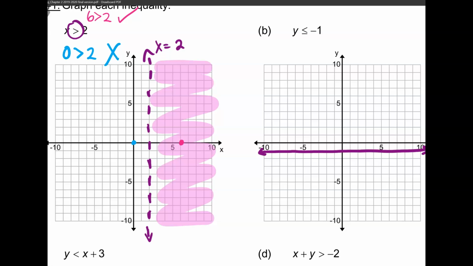And now I just have to pick one point. I really like picking the origin, 0, 0. But you only can pick it if it's not on the line that you're drawing. Notice it's not on the line. So I'm going to go ahead and pick it, and I'll see if this is true.